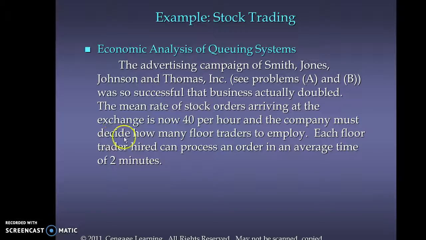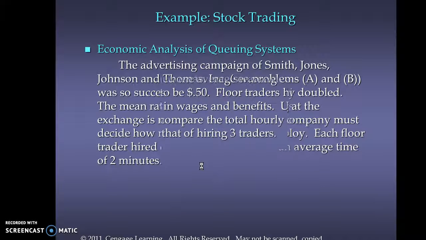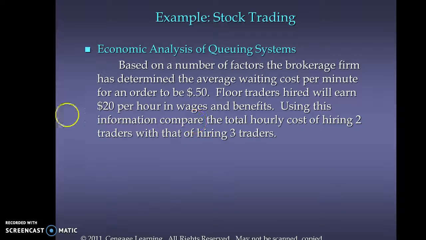So here's an example. This stock trading company was very successful. Business doubled. Now the orders are arriving at 40 per hour. They've got to decide how many traders to employ. And again, each trader can process an order in an average of 2 minutes. So the trading company has to determine not only what it's going to cost us to have the traders, but what it's going to cost us if there are delays in processing orders.